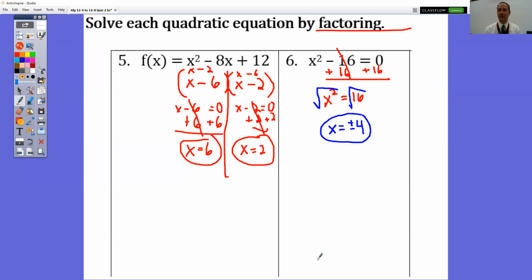But what we want to do, because it's a perfect square, 16, is add it to the other side, then just take the square root of each side.